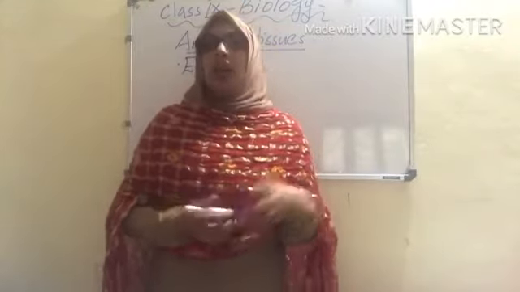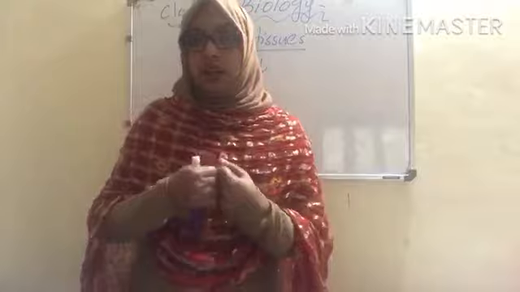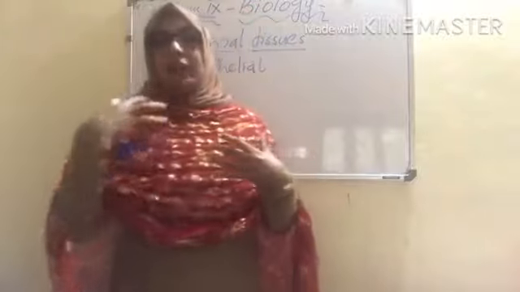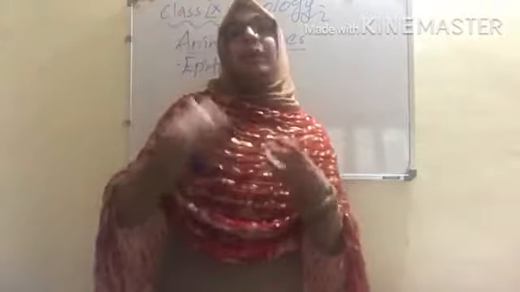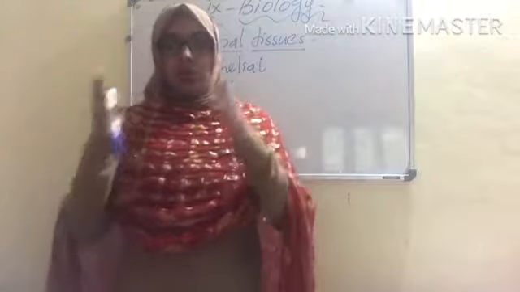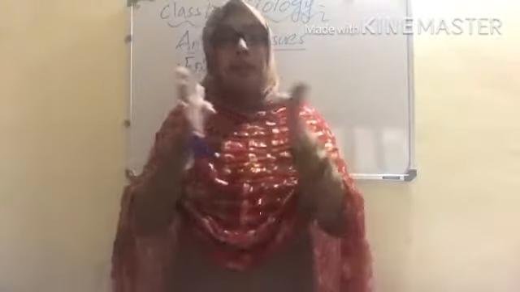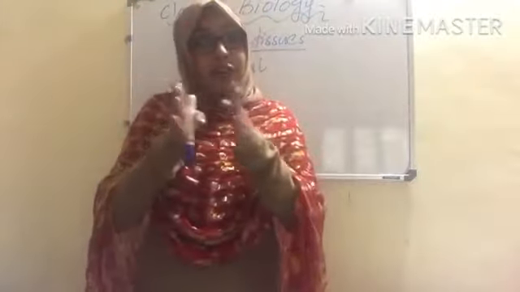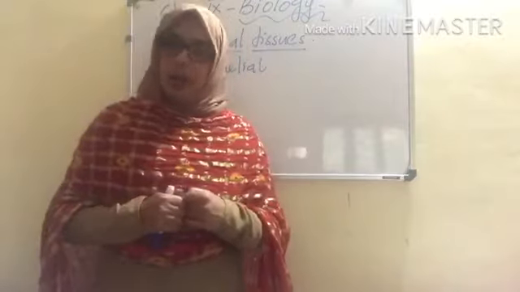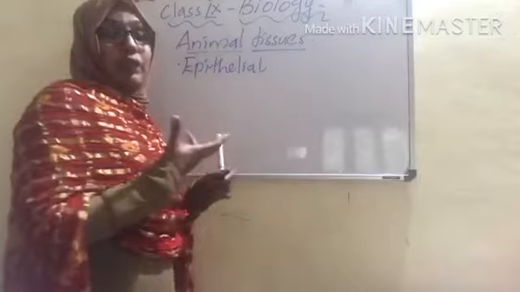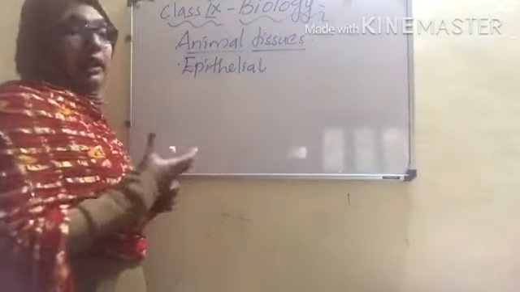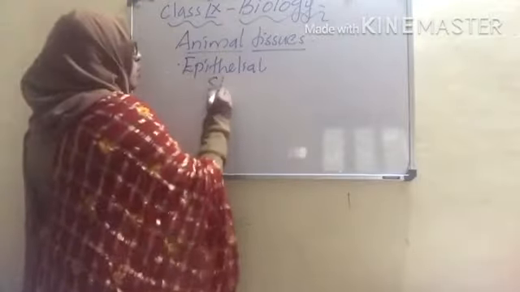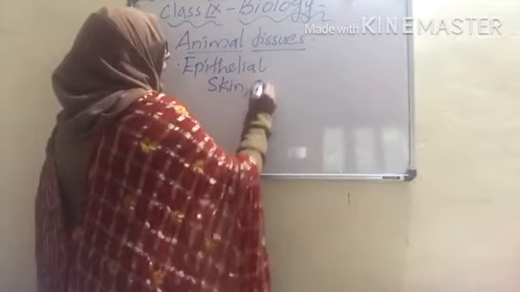You understand? Lungs will be covered by an epithelial tissue. Lungs will be separated from the heart. The heart is separated by another epithelial tissue. So lungs and heart will be separated, and they are separated differently. Got the point? Okay. Then the variety of examples for epithelial tissues include skin, alveoli.